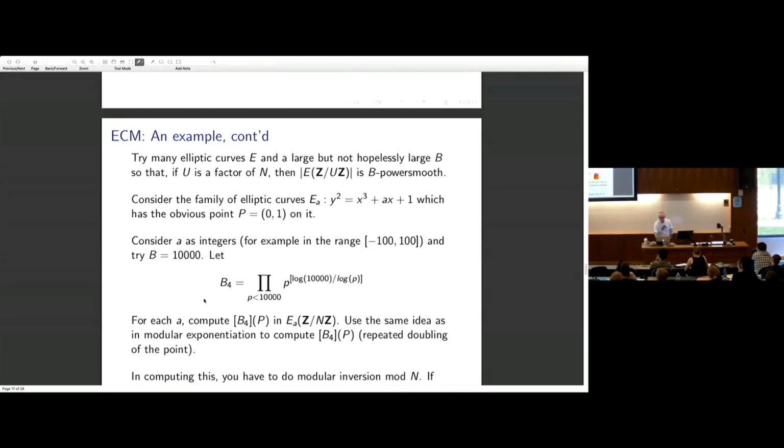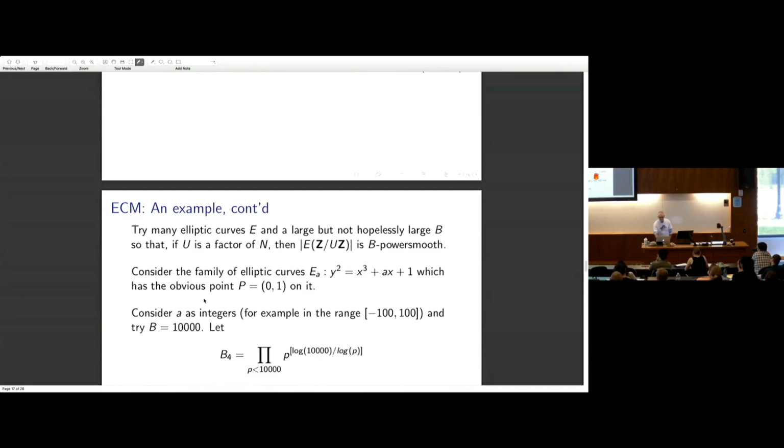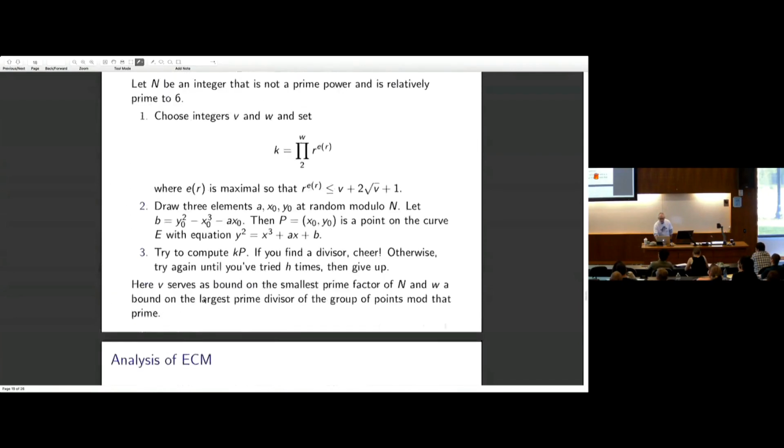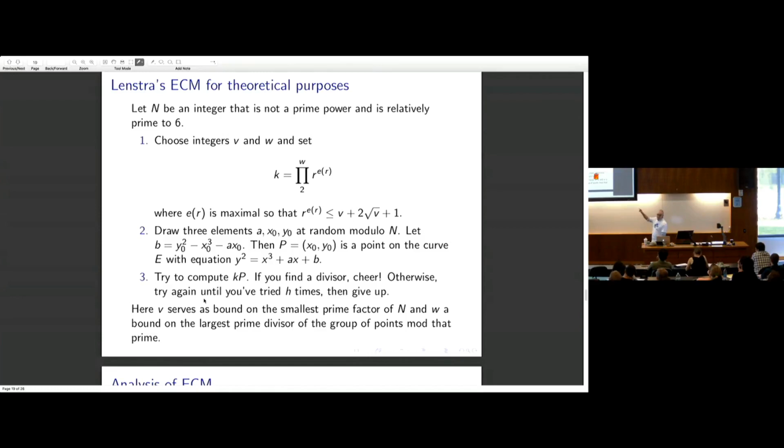So you asked, how do you get an elliptic curve which works? Well, let me skip ahead a little bit and show you how you do that. I'm going to come back to this slide, but look at line 2 there and forget about the rest. We have a number n. Just pick 3 random numbers, a, x0, and y0, and define b to be y0 squared minus x0 cubed minus a x0. Now make the elliptic curve y squared equals x cubed plus ax plus b. x0, y0 is a point on that elliptic curve. Okay? So that's how you do it.